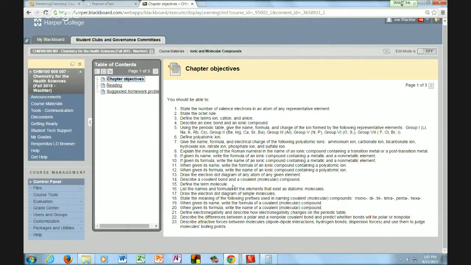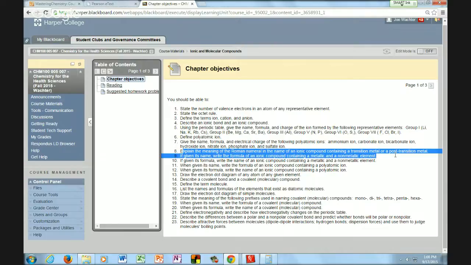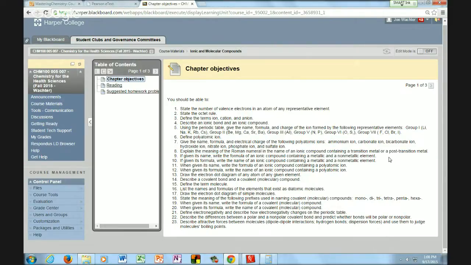What about number 8? Yes, that would be good. What does the Roman numeral in the ion name refer to? The charge, right? When you write the name and you have that parentheses, that's what that is. Other questions about that?